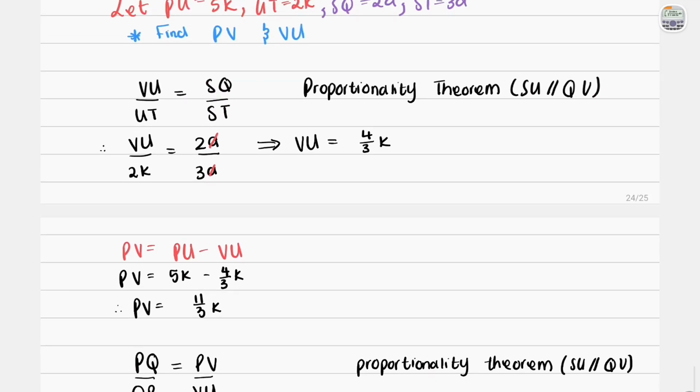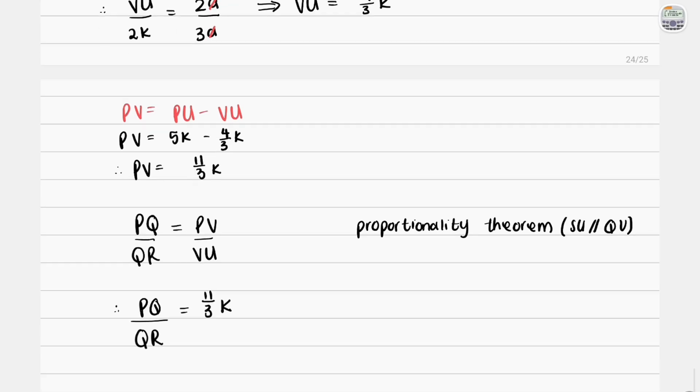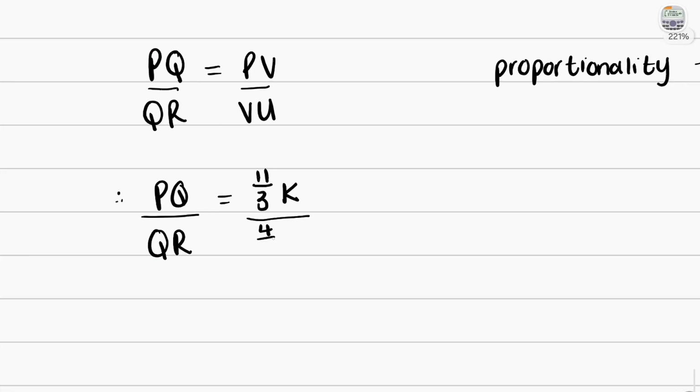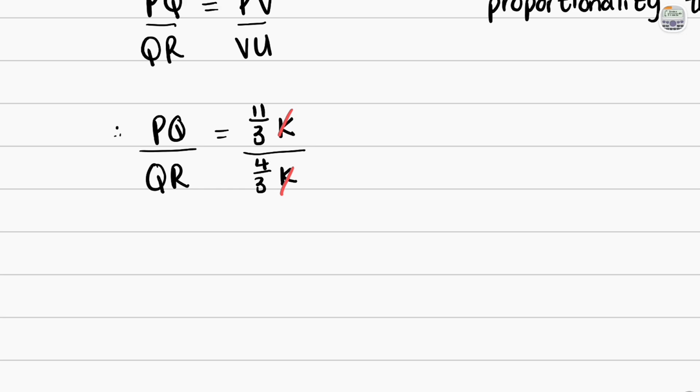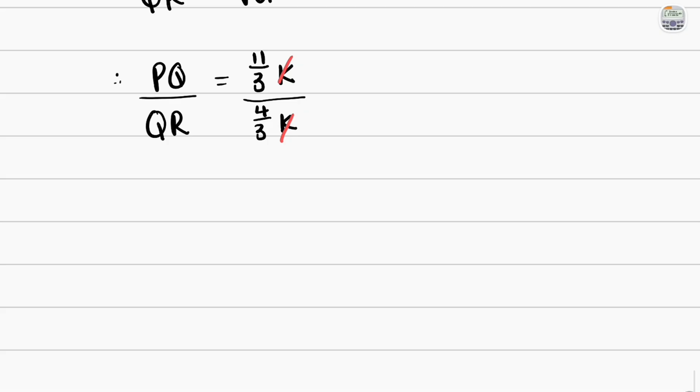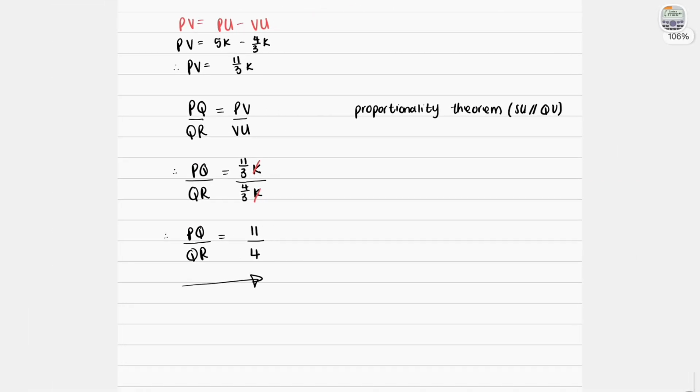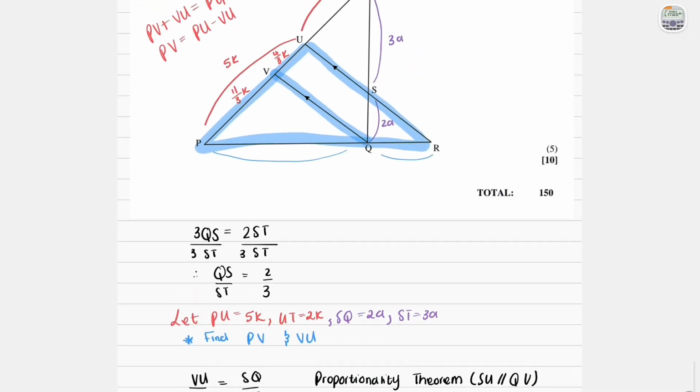And then VU, we already found that to be 4 over 3K. So divided by 4 over 3K. So you see how the K's will just simplify, and that's the whole reason I just keep it in terms of K, so I can ensure that I am naming it according to that specific line that it's on. The ratio that it would get according to that line. So we have PQ over QR, and you just have to find out what 11 over 3 divided by 4 over 3 is. So 3 and 3 cancels, and your answer is 11 over 4. And that is our answer. PQ over QR is therefore equal to 11 over 4.